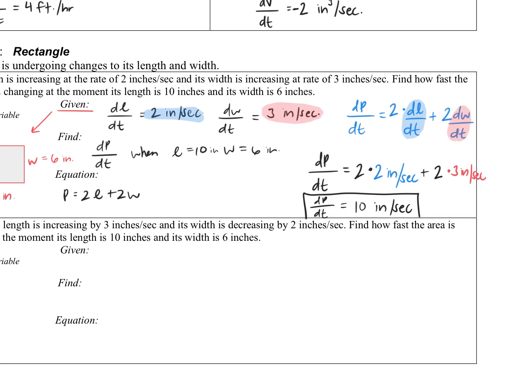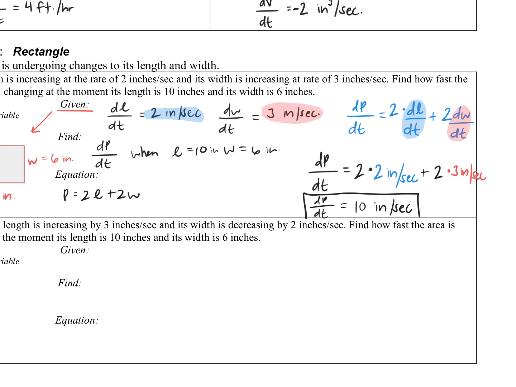Okay, but what does that actually mean? What did we actually just find? We just found how fast the perimeter is changing. So the perimeter is changing at a rate of 10 inches per second. It's specifically increasing at that rate. Okay, so I want to write down what that kind of means.